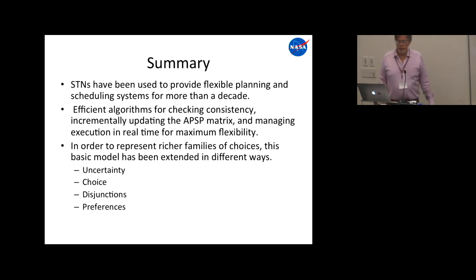So, summary up to now: simple temporal networks, or STNs, have been used to provide flexible planning and scheduling systems for more than a decade, with efficient algorithms for checking consistency, incrementally updating the all-pairs shortest path graph, and managing execution in real time for maximum flexibility. Now we want to turn to extensions to represent a richer family of problems. There are limitations, as we've been looking at. I want to focus a little on uncertainty and choice, and, if I have time, a little on representing disjunctions in our problem. Any more questions about this simple temporal network framework?